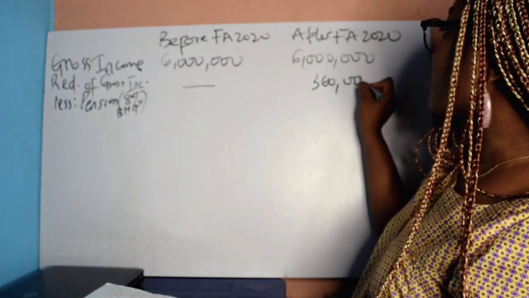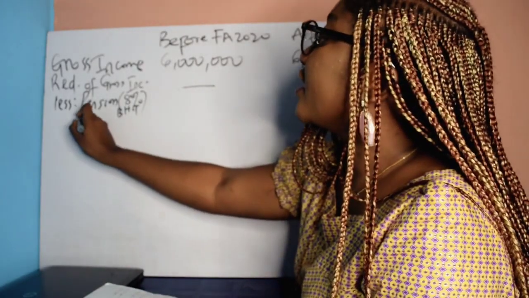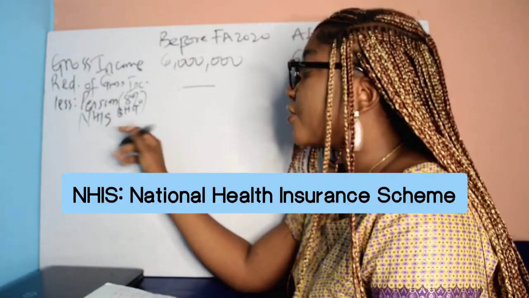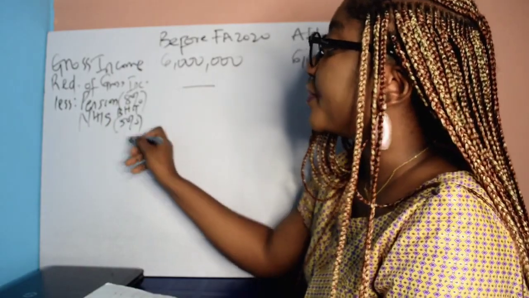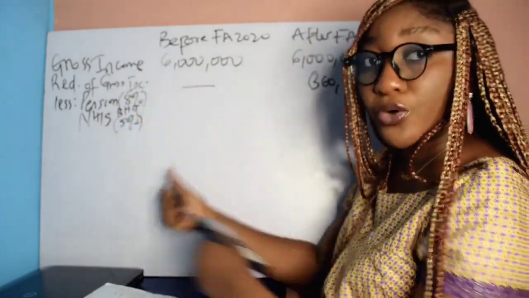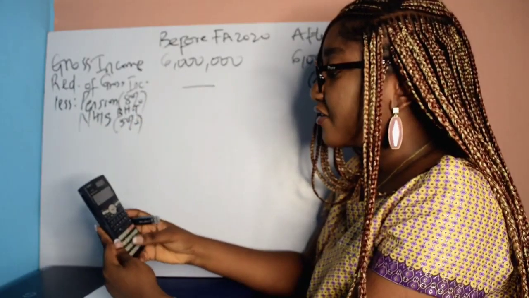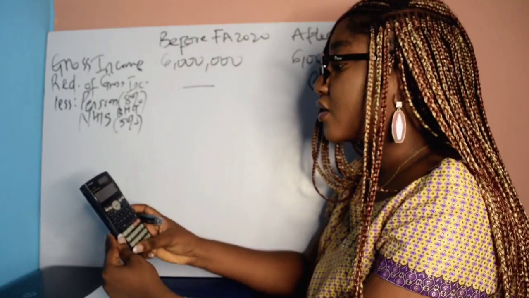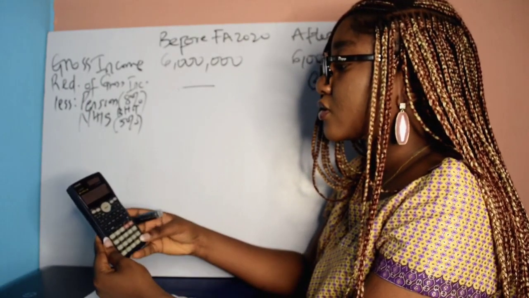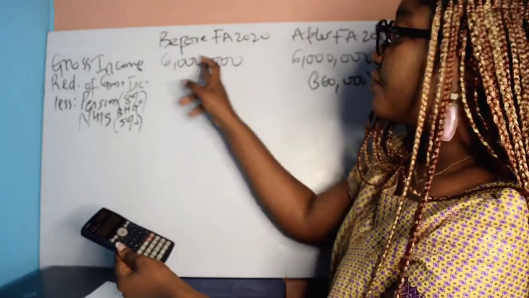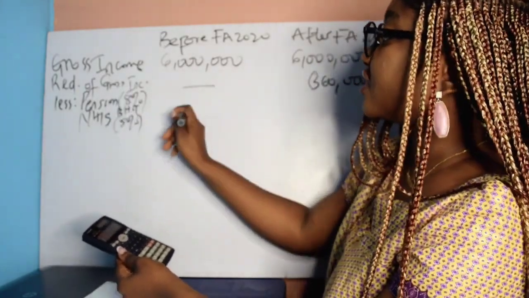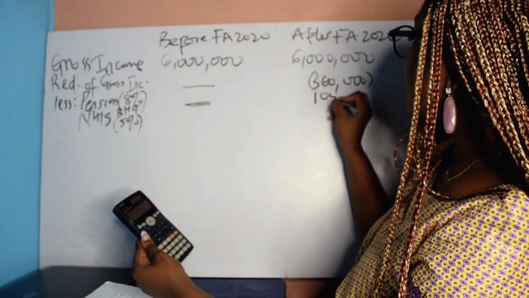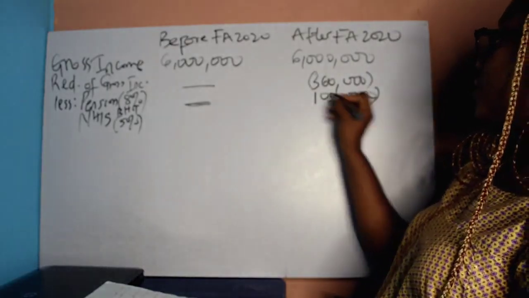So 360,000 naira. Another thing you less is your NHIS, right? This NHIS is a voluntary deduction. It's not compulsory, and that's usually 5% of your basic. We've always said basic is 2,100,000 naira. So 0.05 times our basic, which is 2,100,000, is equal to 105,000. Like I said, before Finance Act 2020, you were not redefining gross income, so this is dash, and then you have 105,000 naira. Okay, so you deduct.